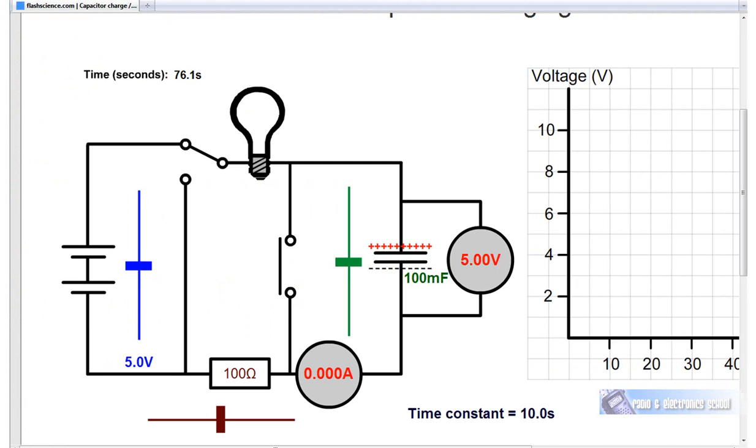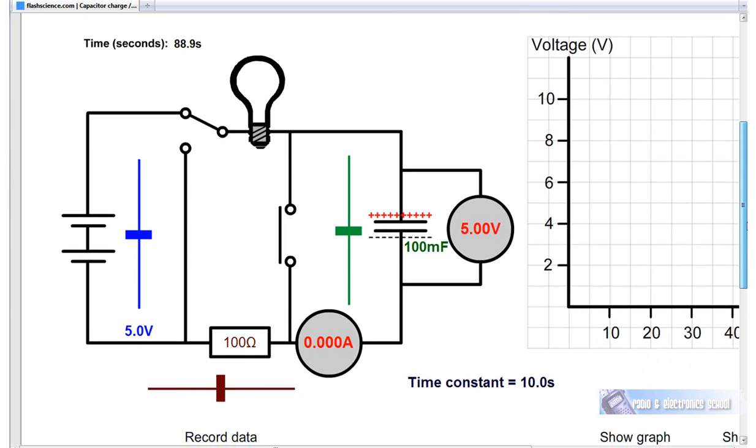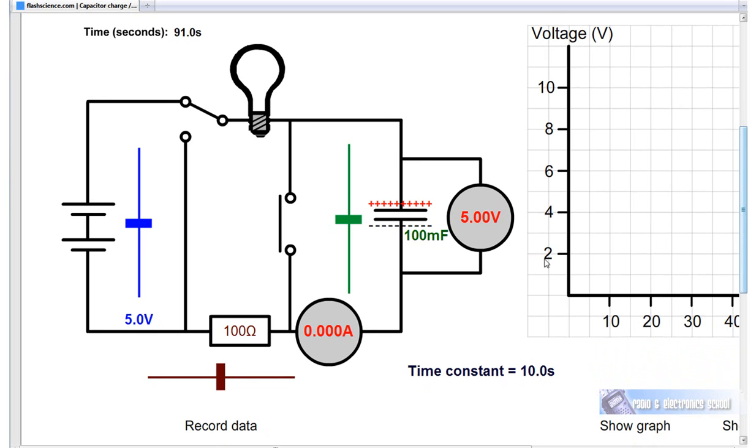Here we've got an animation of a capacitor charging and discharging. Let me explain the circuit to you. I'll just scroll up a little bit. Okay, here we have a battery. The top of the battery is positive, the bottom of the battery is negative.